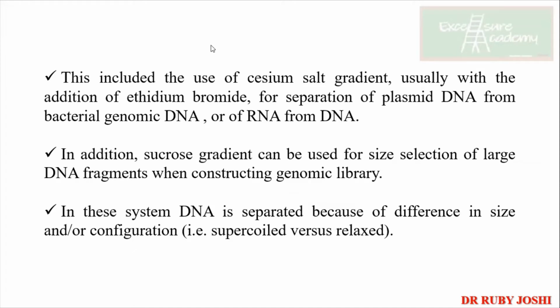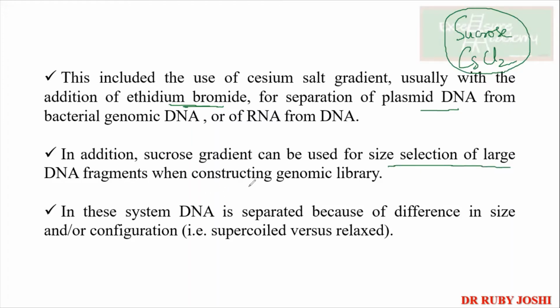Now, there are different types of gradient centrifugation. So we have got sucrose, we have got cesium chloride, okay? And the different ones are there, like where you can use ethidium bromide for the separation of plasmid DNA, etc. But mainly we use sucrose and cesium chloride. Okay. So in addition, sucrose gradient can be used for size selection of large DNA fragments when you are constructing a genomic library. And in this case, you can also separate supercoiled versus relaxed.